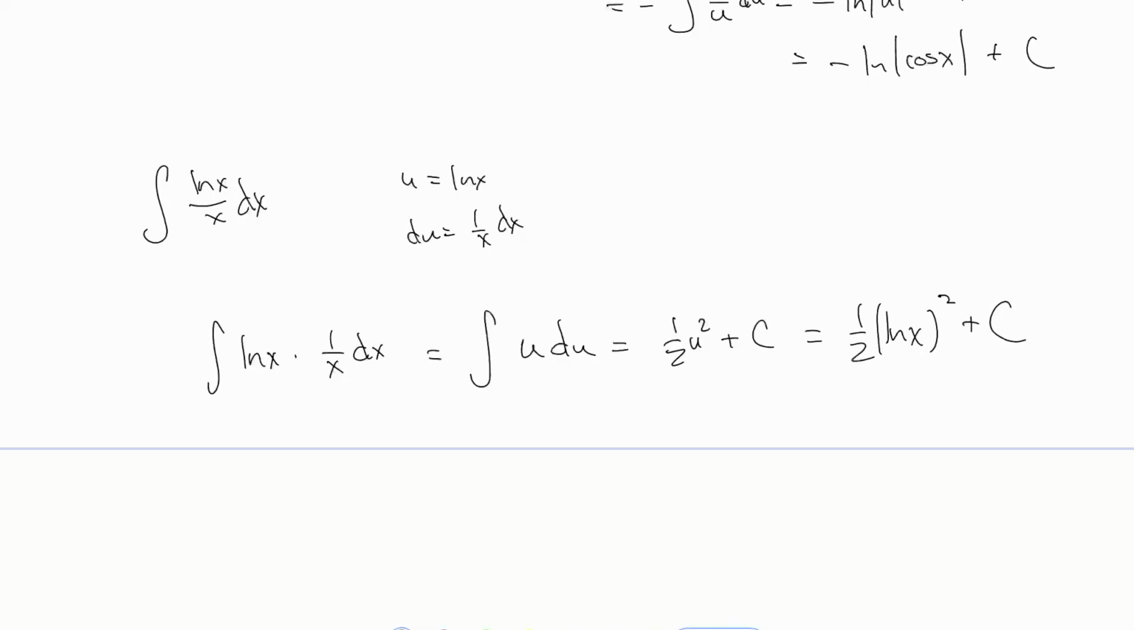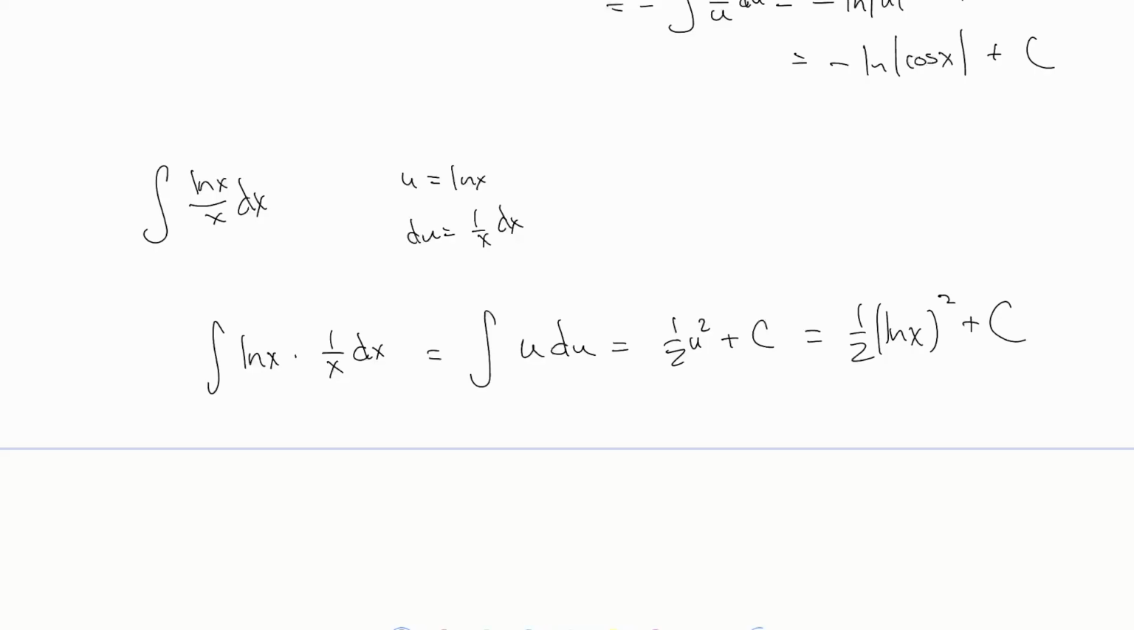How about this? Can the 2 come down here and cancel the 1/2? No, you don't do that. The rule about exponents would be like this: if the 2 was inside the parentheses, then you can bring it up, but not when it's like this. You really can't do anything to simplify that. All right, great. Any questions about that one? People seem to be doing just fine with that one.